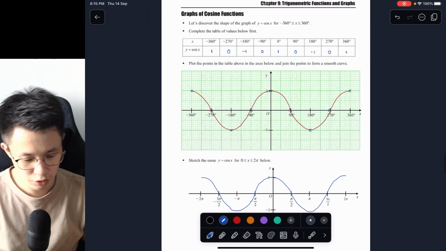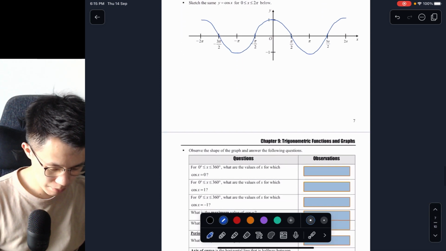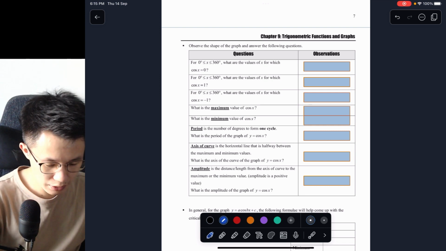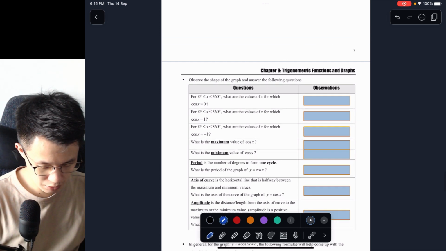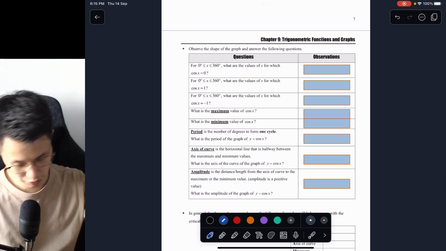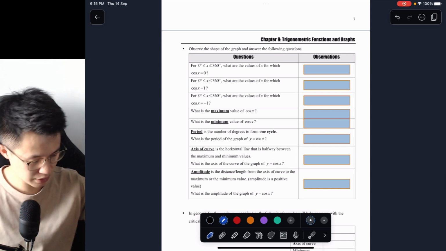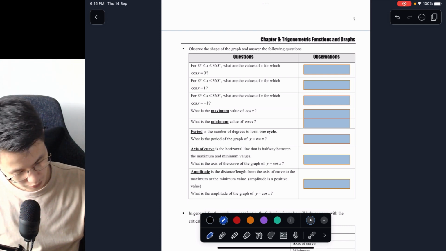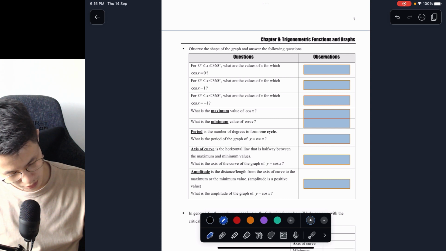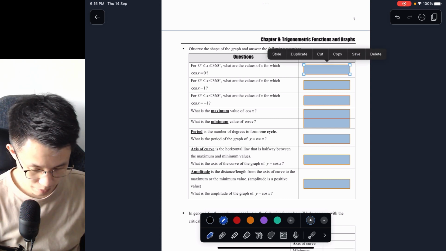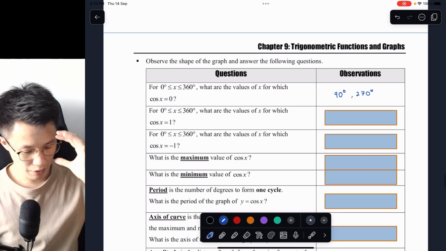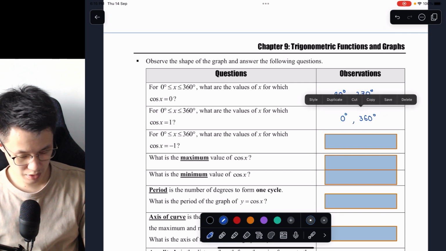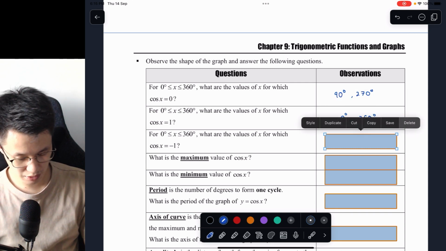Alright, so this is how your cosine graph works, and you can go ahead and answer these few questions. Feel free to pause, and answer them on your own before you see my answers here. So in this case, firstly, the values of x when cosine x equals 0 are just 90 degrees and 270 degrees. When it equals 1, it will be 0 and 360, and when it's negative 1, there will be only 180 degrees.